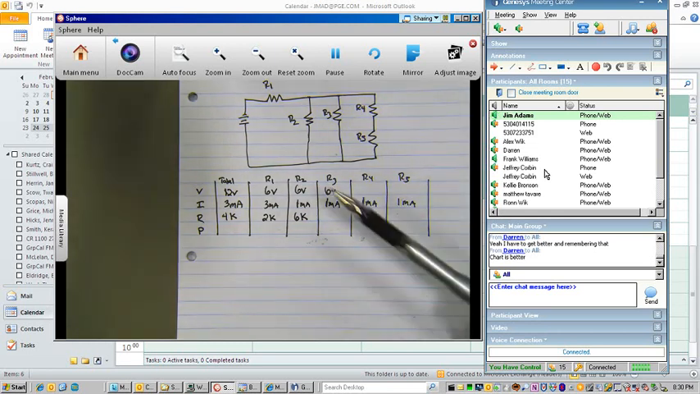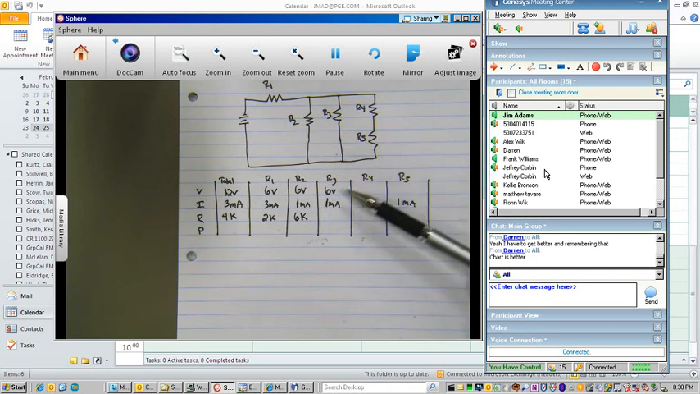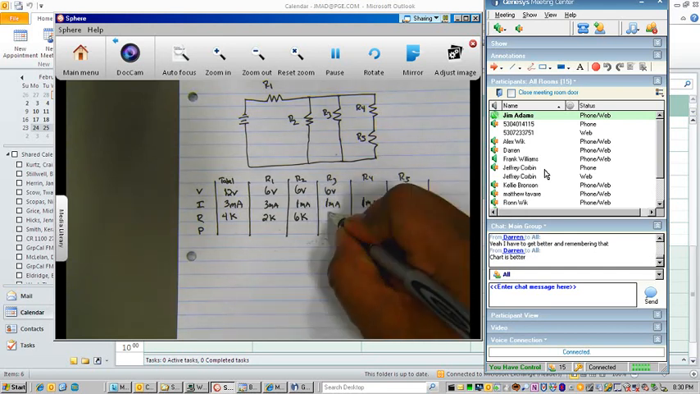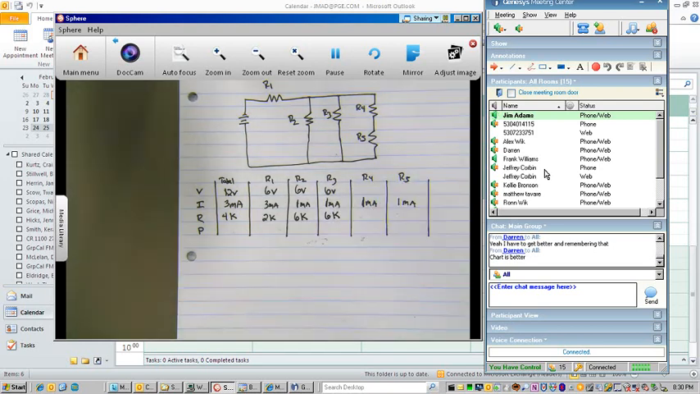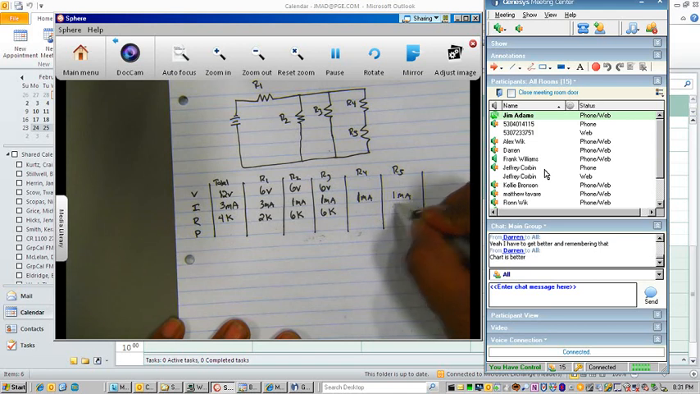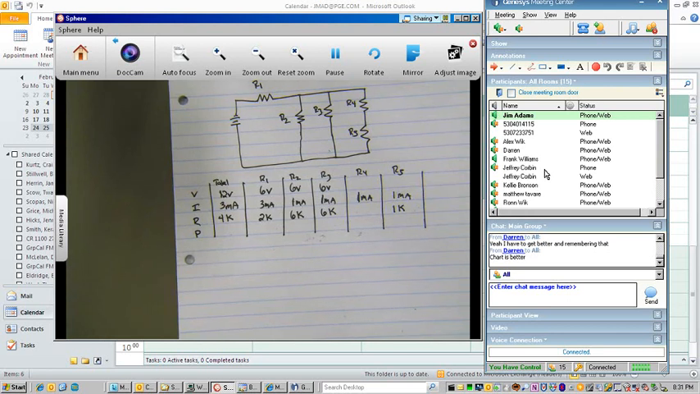Okay, let's go ahead and calculate some stuff. How about R1? Let's calculate the voltage drop across R1. So that'll be 3 milliamps times 2K. Okay, 6 volts. So if 6 volts is dropped across R1, and our total voltage is 12 volts, how much is dropped across R2? 6. Yep. How much is dropped across R3? 6.